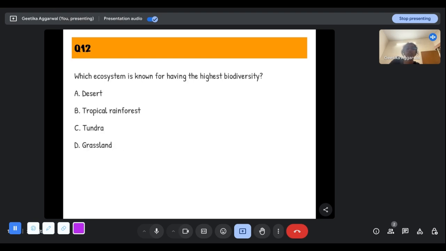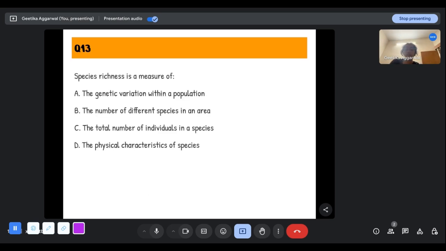Which ecosystem is known for having the highest biodiversity? Is it a desert, a tropical rainforest, or a tundra or a grassland? Which of these ecosystems is known to have the highest biodiversity compared to the others? And yeah, the correct answer to this question is actually tropical rainforest because these are forests which have high amounts of productivity and so they have a high species diversity.